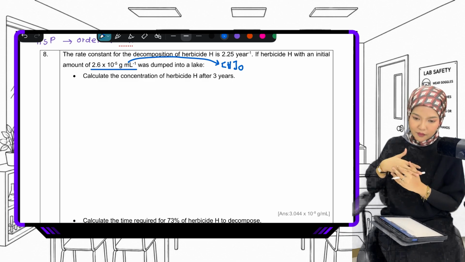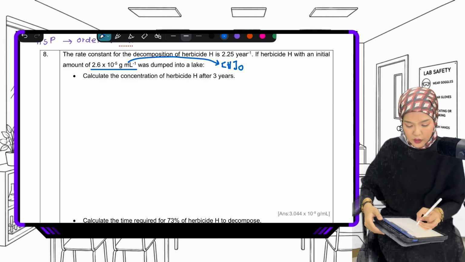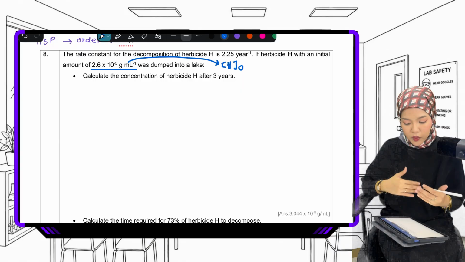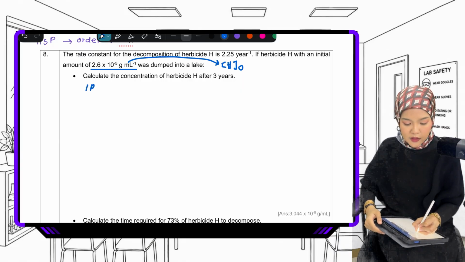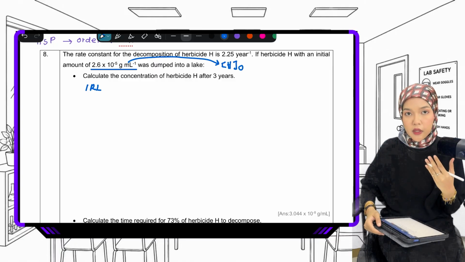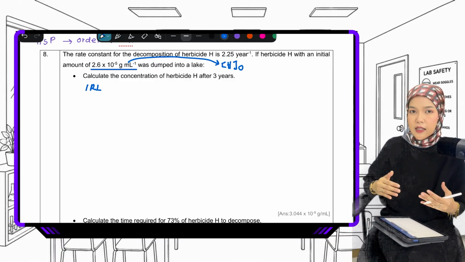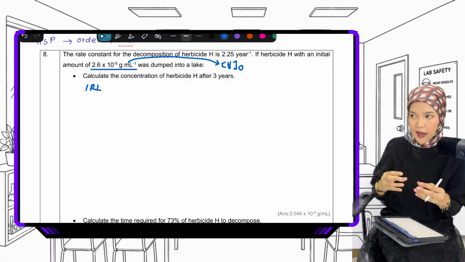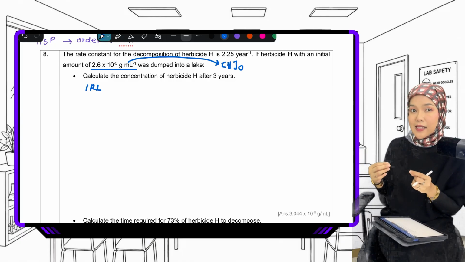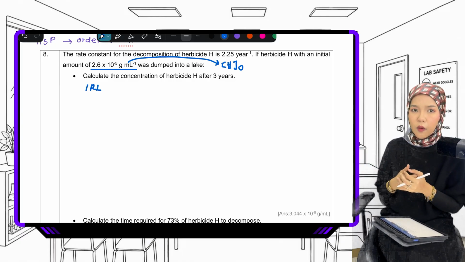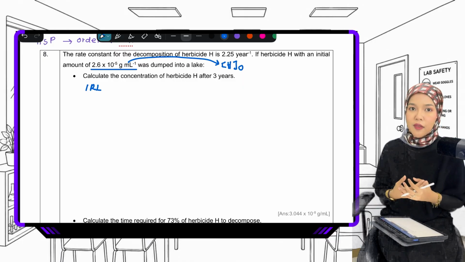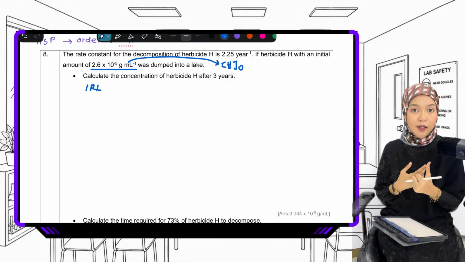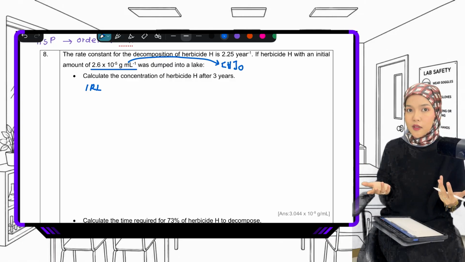First, we need to know which equation we want to use. This is for sure an integrated rate law, because it is asking about the concentration at a certain time. So you know this is the integrated rate law. But the question is, which order of reaction are we going to use? Is it zero order? Is it first order? Or is it second order?